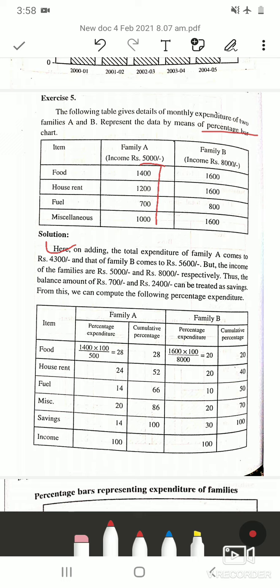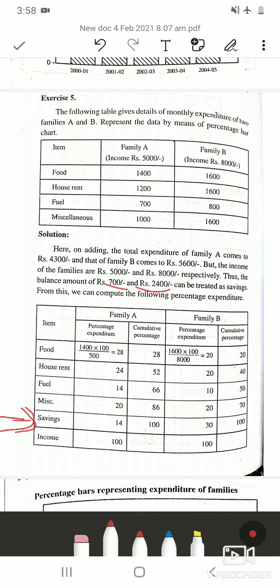From these we can compute the following percentage expenditure. So the first component is food, write it in the item column, then house rent, fuel, miscellaneous. Along with this, if the total were 5000, that would not be a problem. But here there is some amount remaining which is considered as savings. So savings for family A is 700, and for family B it is 2400. So once you get the components, now it is time to convert into percentage expenditure.